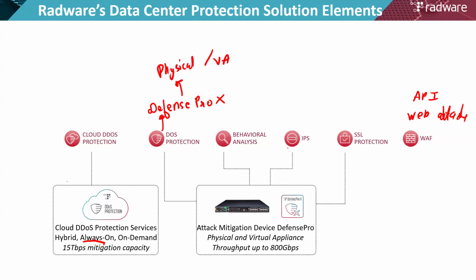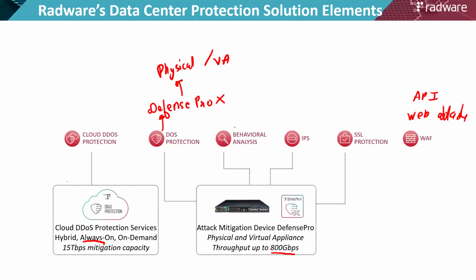Then we have the Defense Pro device itself, which I mentioned could be a physical device. It could be a virtual appliance as well. The throughput capacity is up to 800 Gbps depending on the device that you purchase. So as I mentioned, Defense Pro X10 will have 10 Gbps of mitigation capacity. Defense Pro X20 will have 20 Gbps. Similarly, Defense Pro X800 will have 800 Gbps of capacity or throughput.